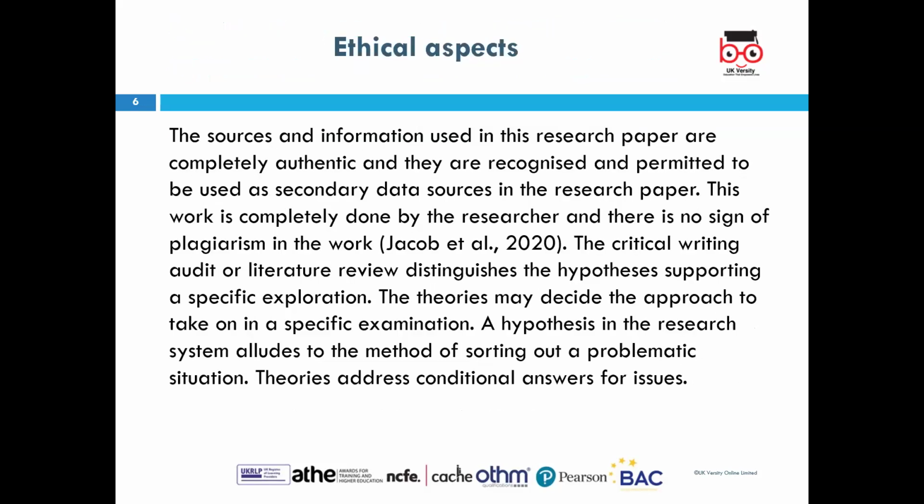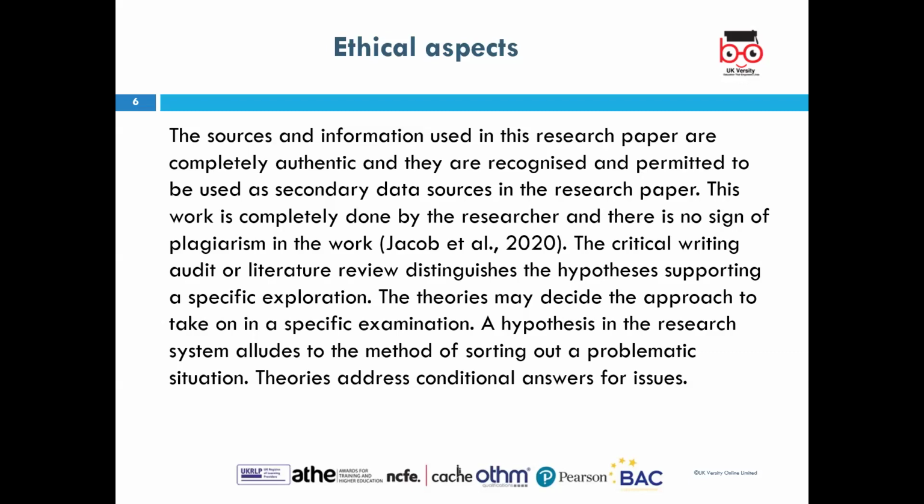Ethical aspects. The sources and information used in this research paper are completely authentic, and they are recognized and permitted to be used as secondary data sources in the research paper. So make sure the resources you use are credible. It's really important that they're credible. This work is completely done by the researcher, and there's no sign of plagiarism in the work. So that was in the book of Jacob et al. 2020.